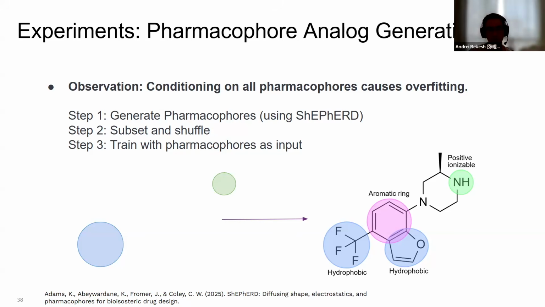And what we do to mitigate this is we subset to about half the pharmacophores in each molecule, shuffle them, and train with those pharmacophores as input. And so our goal here is to find a way to approximate protein ligand generation by being able to recapitulate key interactions that each ligand has with the protein via its pharmacophores.